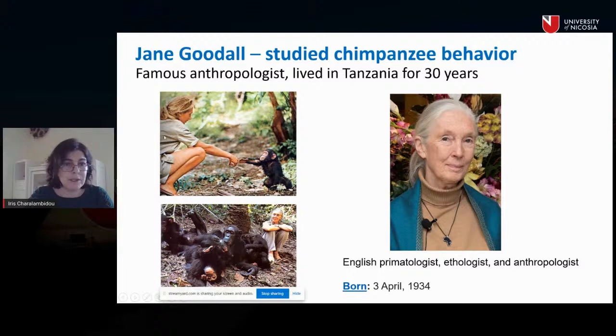She went there as a young woman in her 20s. And basically, she studied the behavior of chimpanzees, and she made many amazing discoveries about their behavior. She found many similarities with the behavior of humans. And Dr. Jane Goodall, actually, is still, she's in her 80s now. She's still a very active scientist.